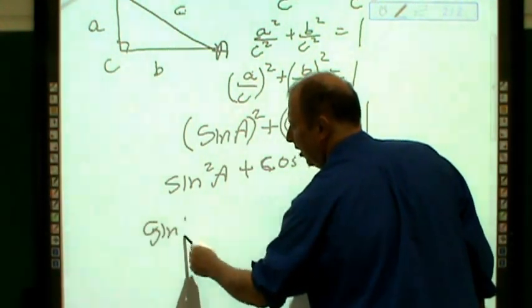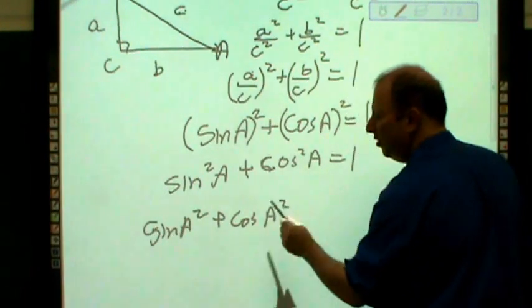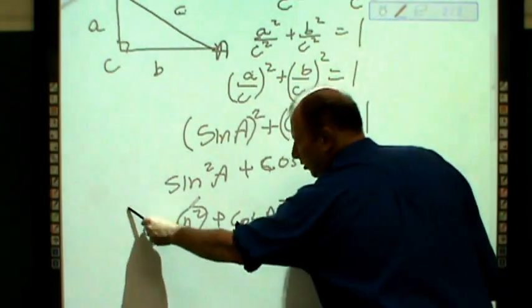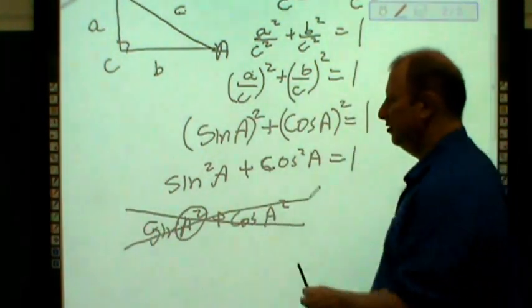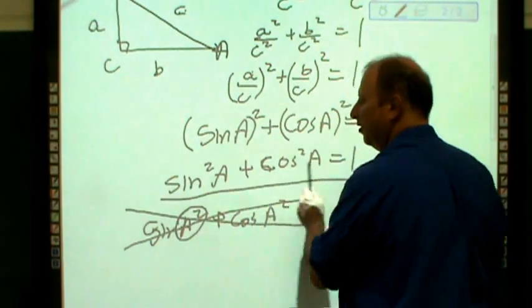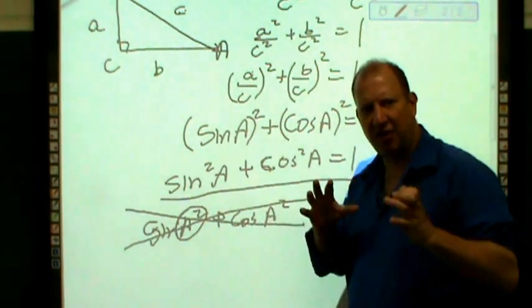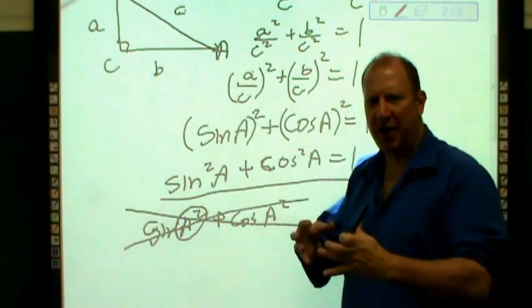Let me show you what it's not. Sine A squared plus cosine A squared means you're raising A to the second power, so you will never, ever write it like this. This is the way it's written. The second power on the sine A is telling you to take the sine A, the entire function, and raise that to the second power.